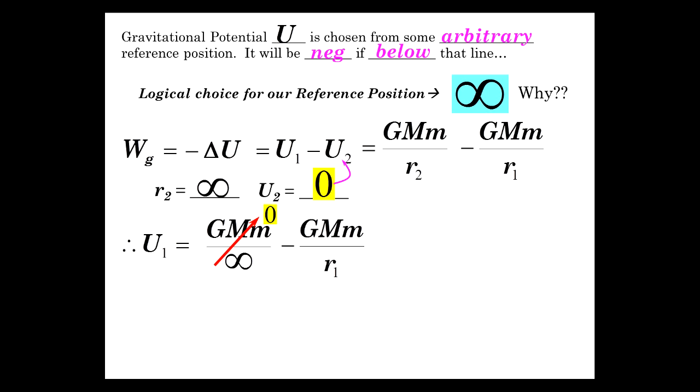Something very marvelous. Because look at this U1. U1 is associated with r1. So these subscripts are the same, and there's only one term now, so we can drop the subscript and write our general result for gravitational potential energy at some position r.